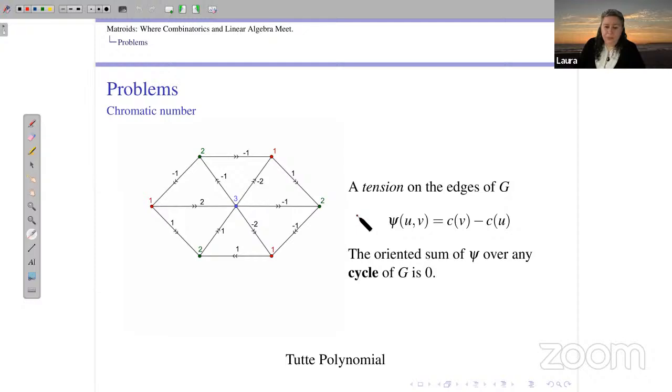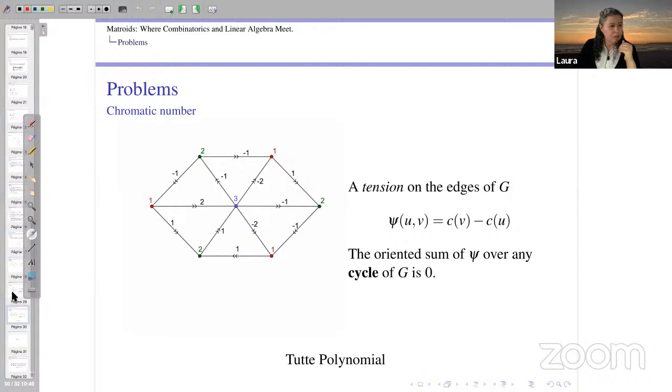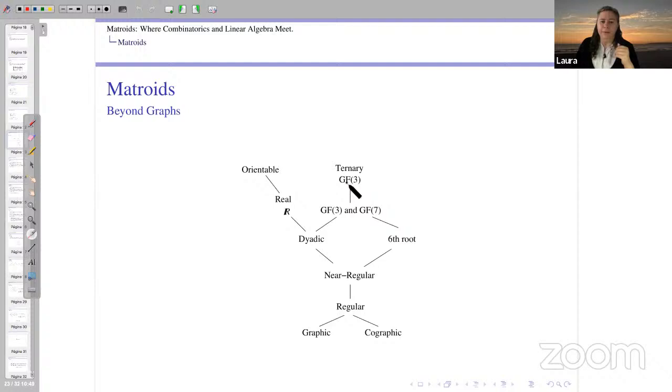So I think I want to stop here and just say, this is one of these situations where you can generalize an idea and gain a lot. Now, once you've done that, of course, problems tend to get a little bit harder. And so this picture that I gave you of the different classes of matroids, which I think is all the way up here, it's encoding a little bit.